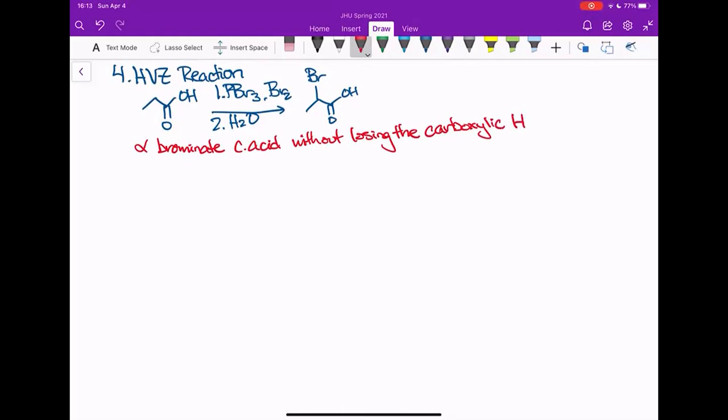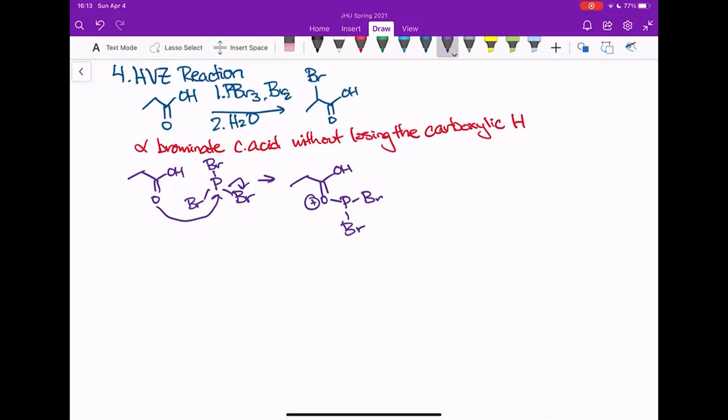So now let's take a look at the mechanism. PBr3, you guys have seen multiple times by now, so it will still do the same thing. Your carbonyl will attack and kick off the Br. And then once you get there, you have this complex. We have our acidic hydrogen on the carboxylic acid. So the Br minus that just got kicked off is going to grab that hydrogen and send those electrons up to neutralize the oxygen.